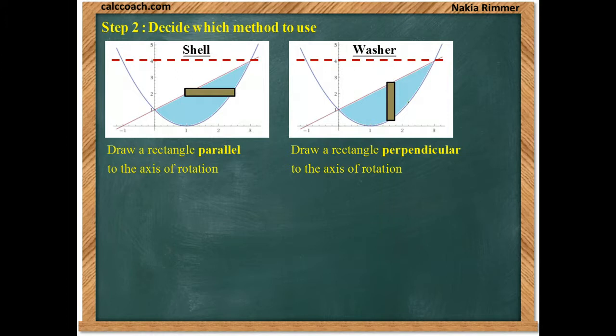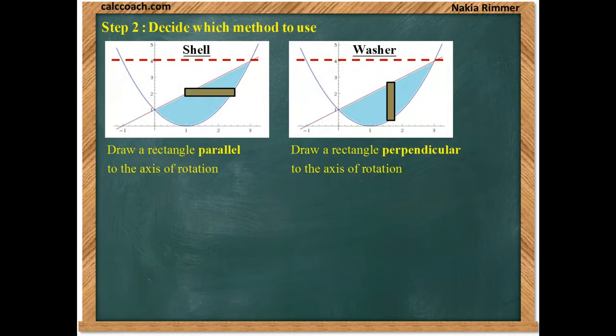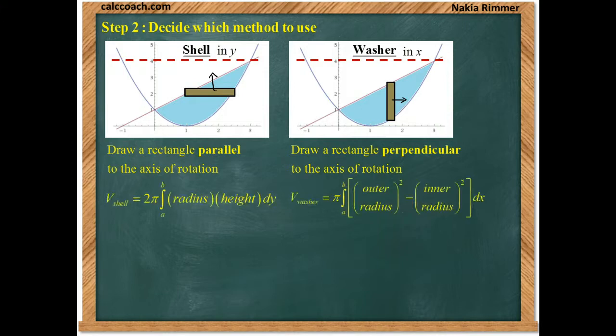Okay. When you have a rectangle that's laying on its side, it gets moved upward. So basically the shell method will be in y. Y is changing. When you have a rectangle that's upright, it gets moved from left to right, so that means it's in x. So we have the two methods, shell and washer, and we have to decide which one to use.